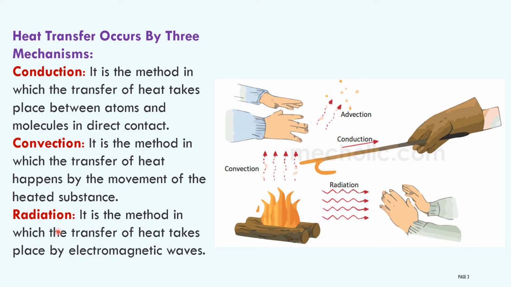Next one, radiation. It is the method in which transfer of heat takes place by electromagnetic waves. Radiation is nothing but the transfer of heat in the form of electromagnetic waves. Heat gets transferred in the form of a wave. That we call radiation.